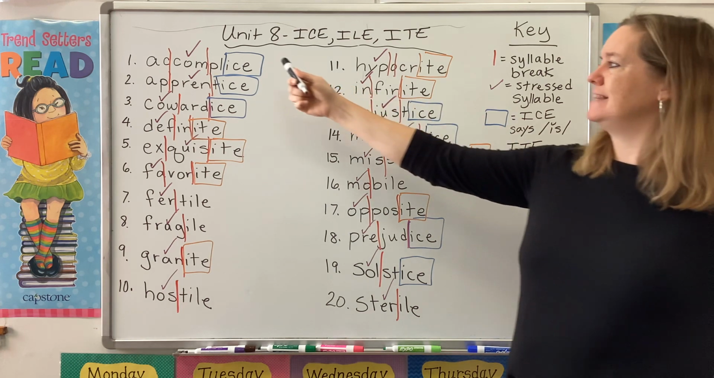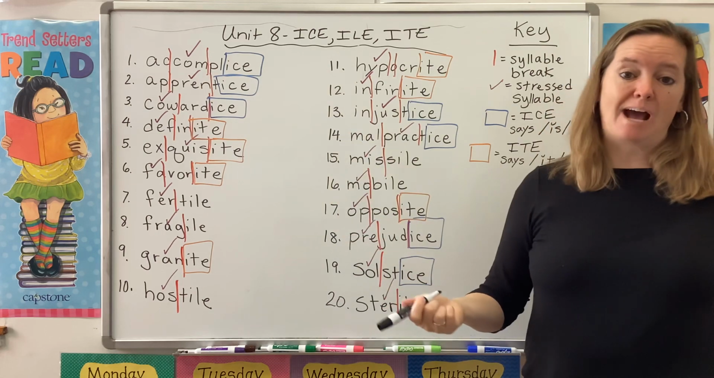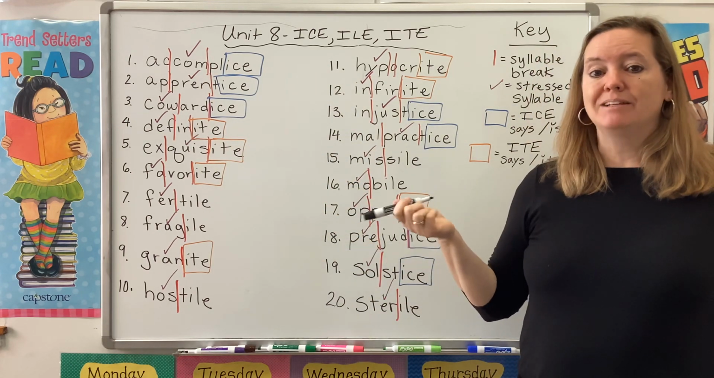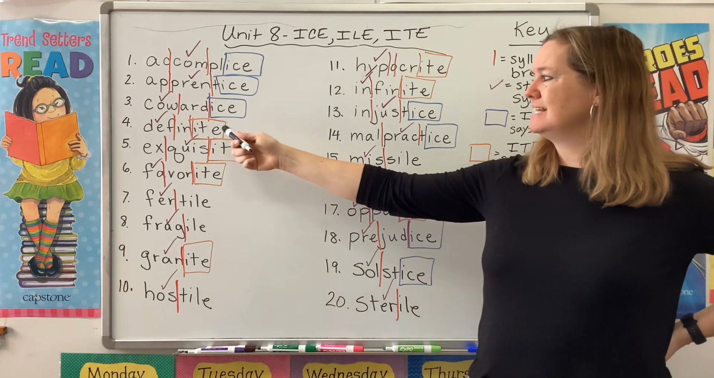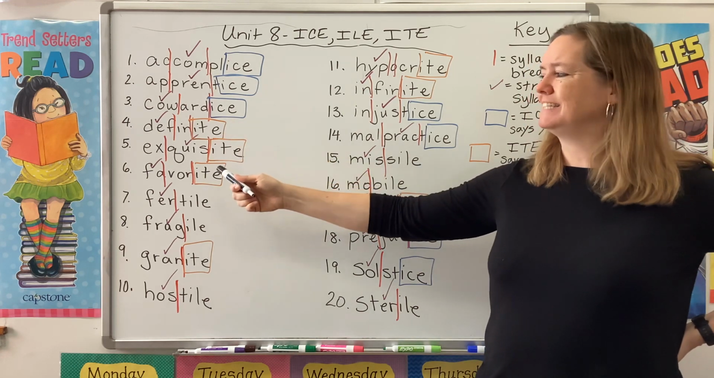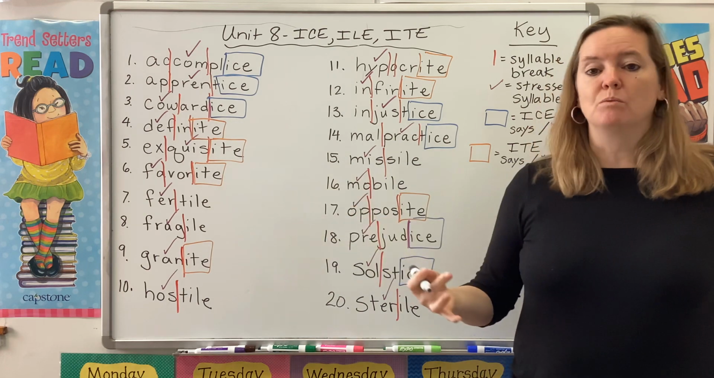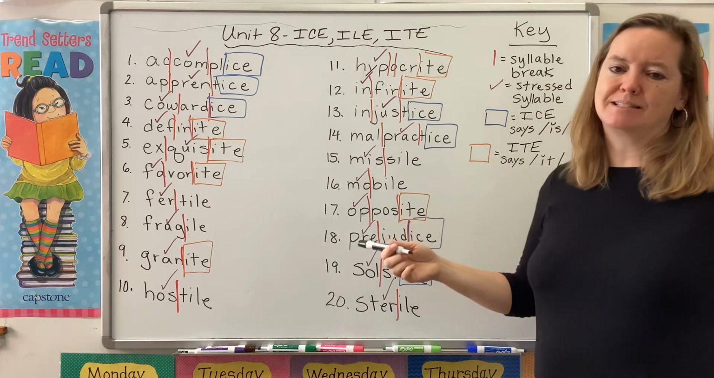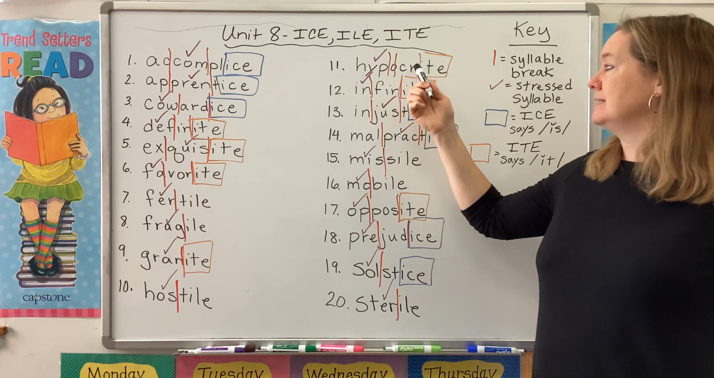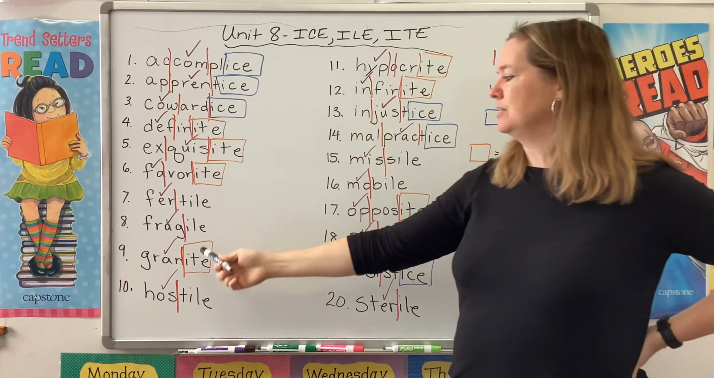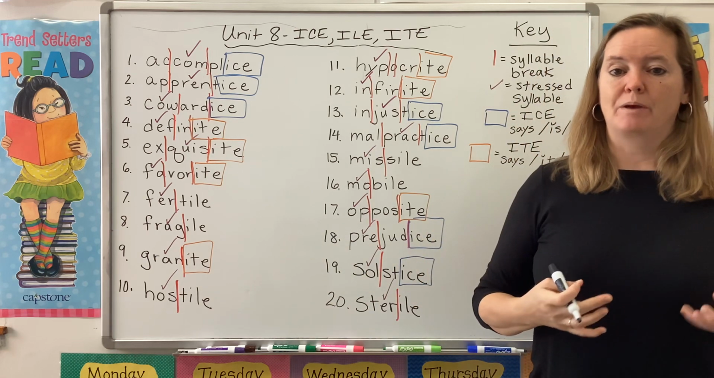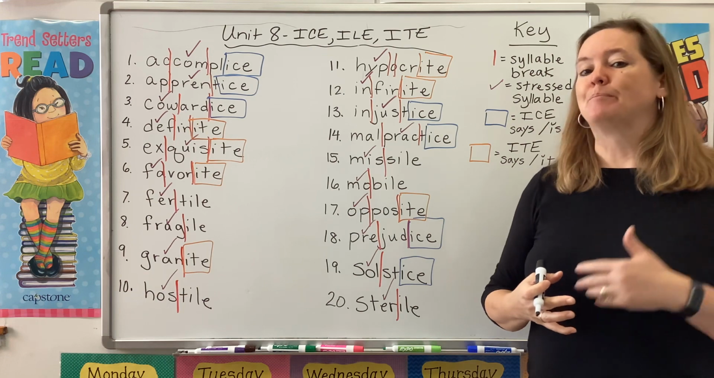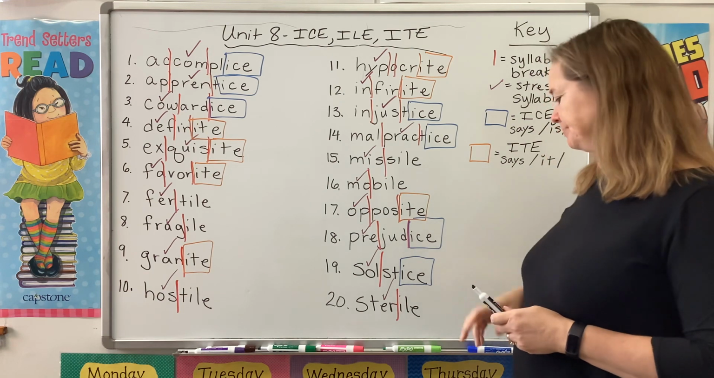And remember how I said these usually show up at the end of a noun? Well, the ITE usually shows up at the end of an adjective, a describing word like definite or exquisite or favorite. Those are all words we use to describe. Same thing with infinite and opposite. However, you can see in words like hypocrite and granite, these are nouns, okay? So ITE usually shows up at the end of an adjective, but sometimes at the end of a noun.